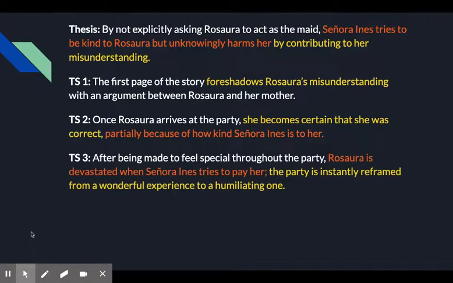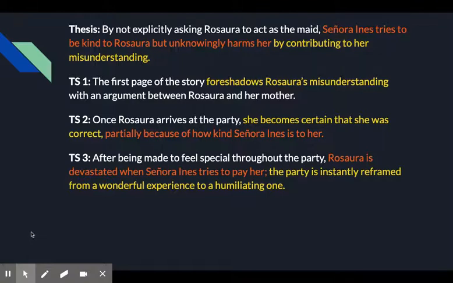Then in my last body paragraph, this is going to be my most complex paragraph. I'm building on what came before it again. So my building piece at the beginning here is, after being made to feel special throughout the party, right? So I'm saying we're building on the fact that she's felt special the whole time. Rosara is devastated when Senor Ines tries to pay her. The party is instantly reframed from a wonderful experience to a humiliating one.